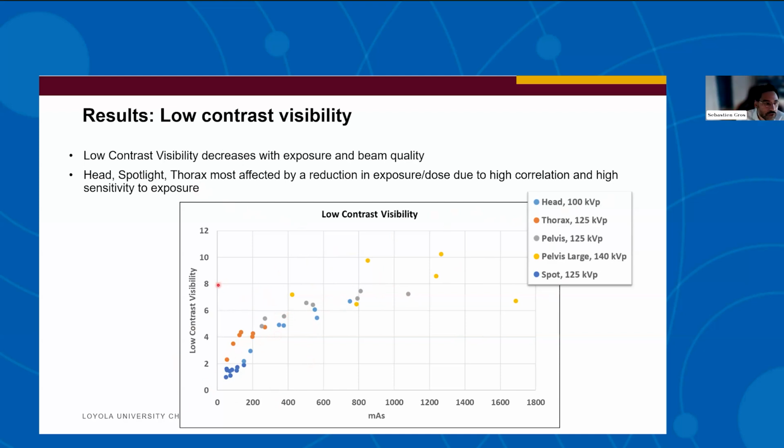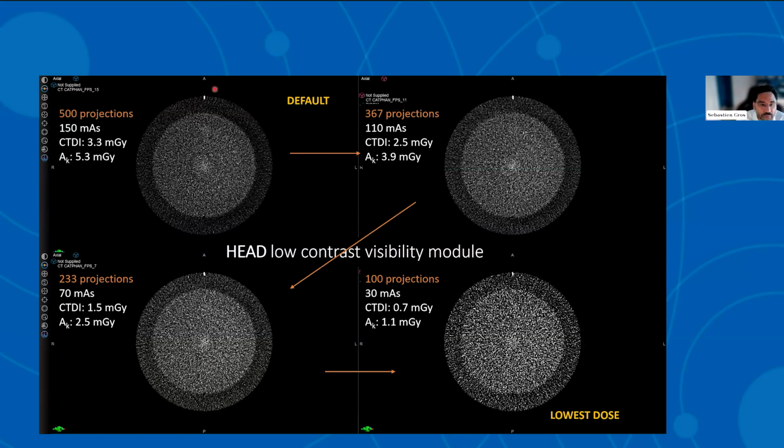So what does it look like on the phantom? Here I'm showing the example for the head protocol. At the top left, we have the default protocol, 500 projections, 150 mAs. This is our CTDI value.